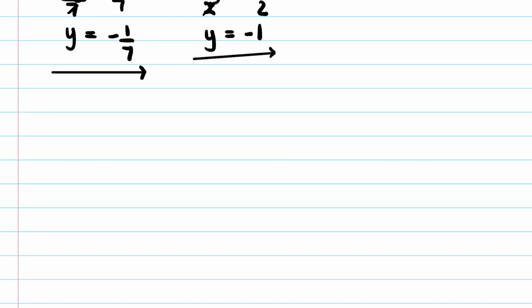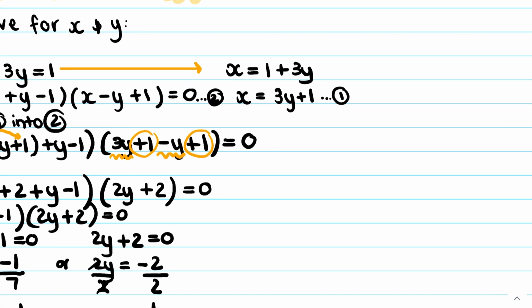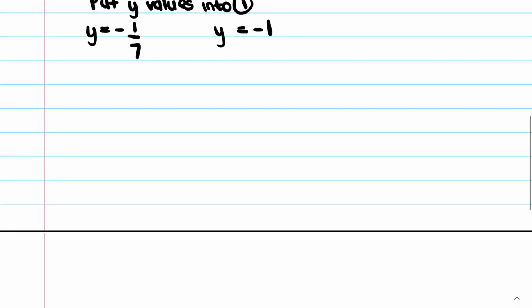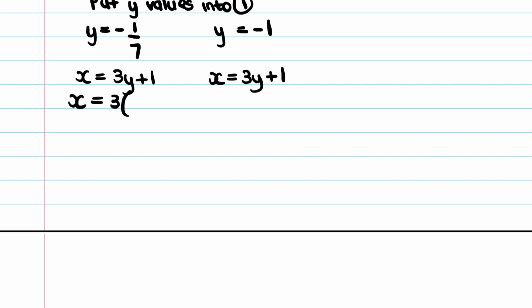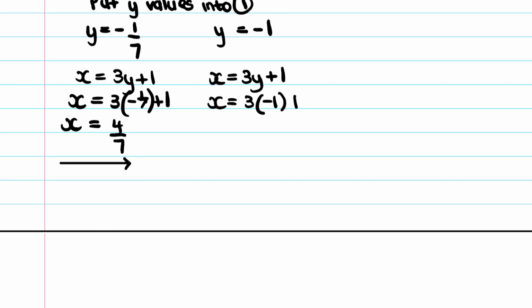Now the next thing you want to do is put your y values into equation number 1, so write that down. Then simply rewrite your y values down, and then also write the equation that you labeled as your first equation. If you want to have a quick look here, this is the equation I'm talking about. So let's write it down here. Bam. Now we just need to substitute our y values back in. So on this side, we're going to have x is equal to 3 times negative 1 over 7 plus 1. And that's going to give us x is equal to 4 over 7. That's the first answer. And the other one is going to be x is equal to 3 times negative 1 plus 1. That's going to give me x is equal to negative 2.